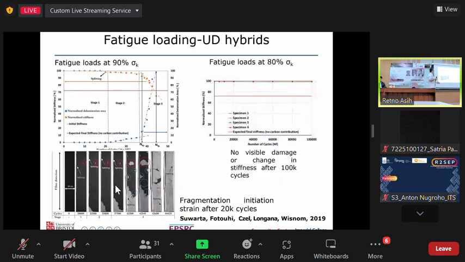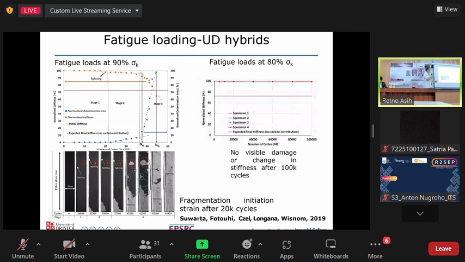So if we move to the fatigue loading of UD hybrids, again, there's quite slow damage growth and a slow stiffness reduction at 90% of the knee-point strain. The knee-point strain is where the fragmentation on the stress-strain curve has appeared. So you see, it's quite slow at 90%.